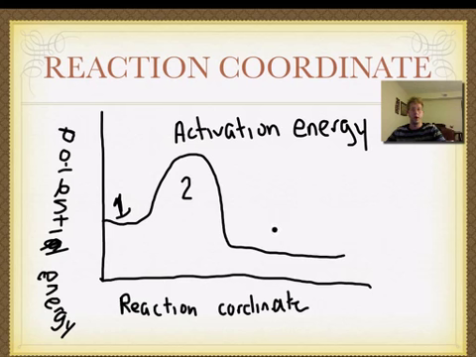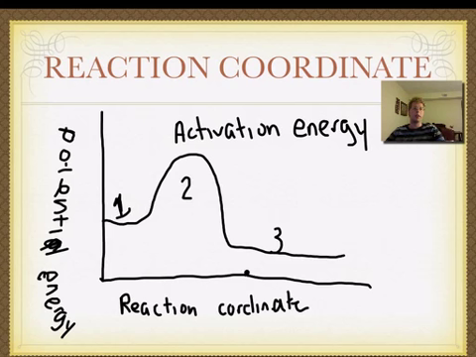And then part 3 on here is the energy of the products. Now, if the energy of the products is below what the initial energy was of the reactants, then this is what's referred to as an exothermic reaction. Because now we've got less potential energy than we did when we began, and so this means that we're giving off heat.